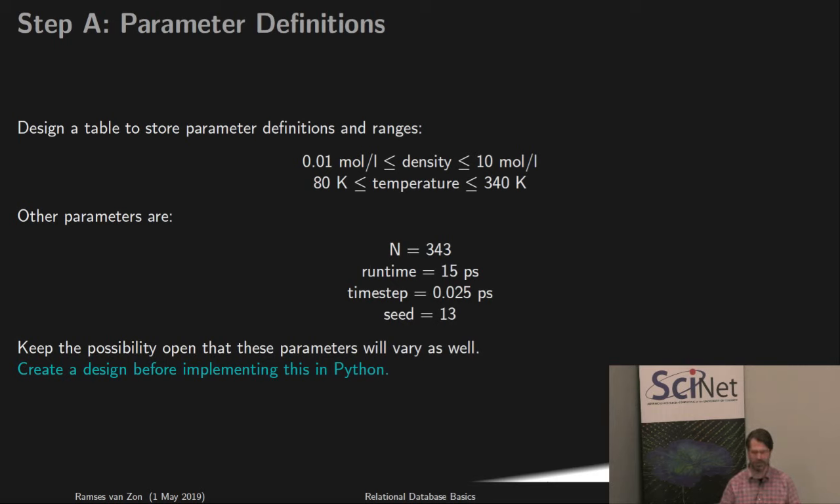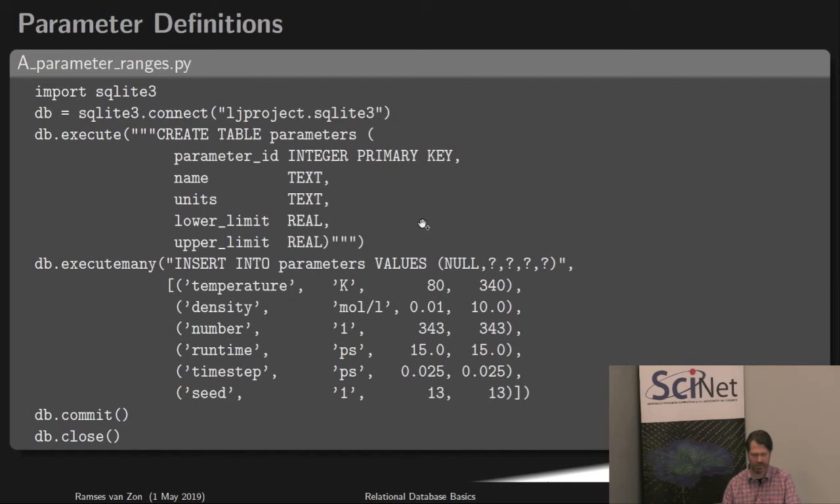Okay, I have runtimes, I have time steps, I have pressure, I have temperature. Those are just things I know about. I don't have to codify those in the table. And you might be right if you think about that. But the idea here is that we could actually have the allowed ranges of these values somehow in the database. So something like this. SQLite imported, connects. I'm creating a database called ljproject.sqlite3. It creates parameters. So each parameter has an ID.